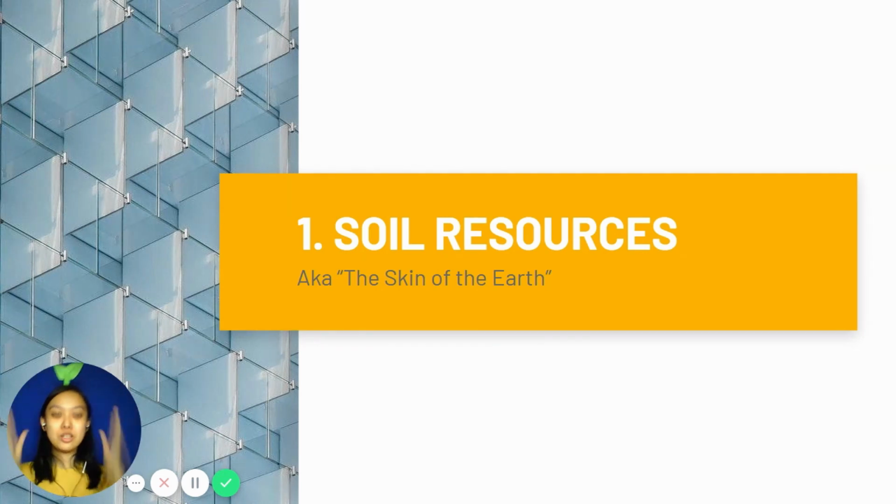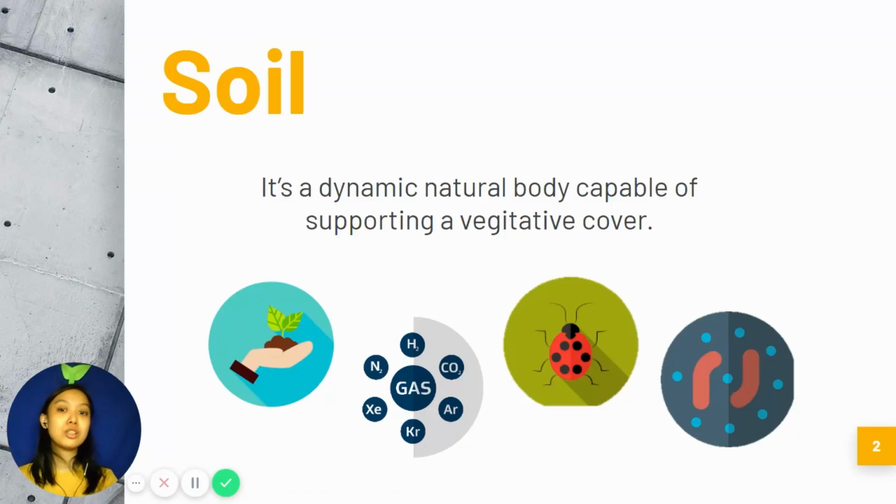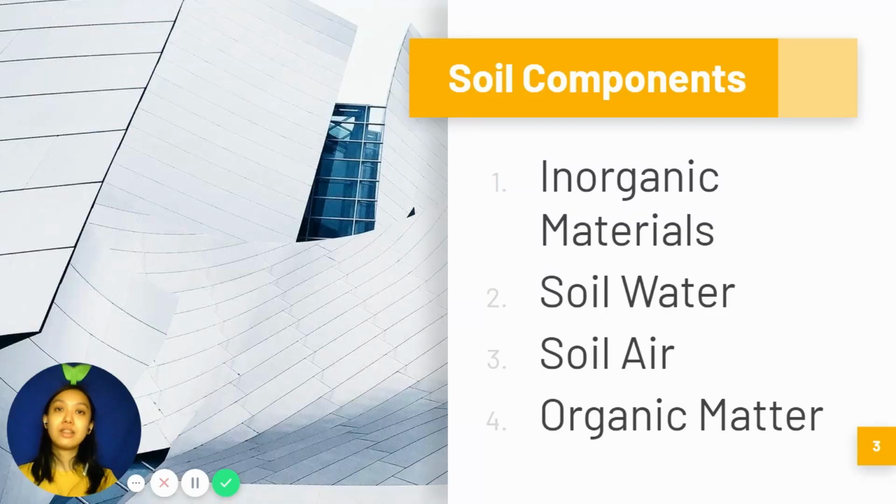So when we talk about soil, we're actually talking about the skin of the earth. And much like our skin, it generally provides a cover that will allow vegetation, or in this case plants, to cover the earth. Now in this case, we're trying to cover just the characteristics so far and the components of soil. So right now we have 4 main components for soil, which are your inorganic materials, soil water, soil air, and organic matter. Now Ms. Lim, what do all of those mean?